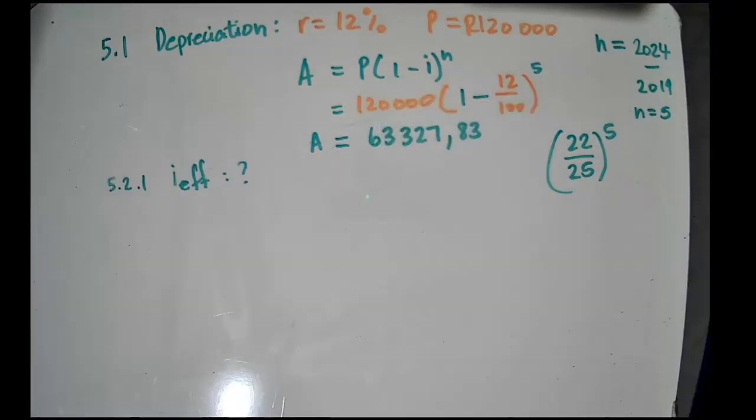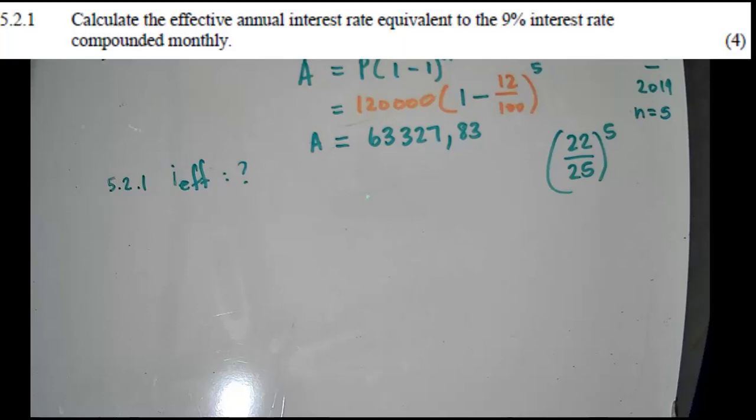Right, 5.2.1 says Mr. Rapu won 800,000 from Hollywood Bets after predicting the UEFA Champions League final winner. He invested his winnings in an account paying 8% interest per annum, compounded quarterly. At the end of 2 years, the interest rate changed to 9% per annum, compounded monthly. So 5.2.1 says calculate the effective annual interest rate equivalent to the 9% interest rate compounded monthly.